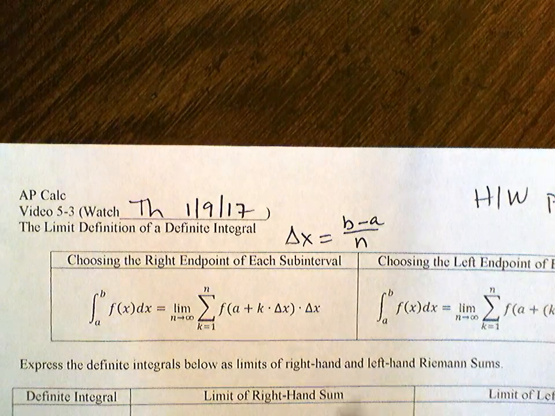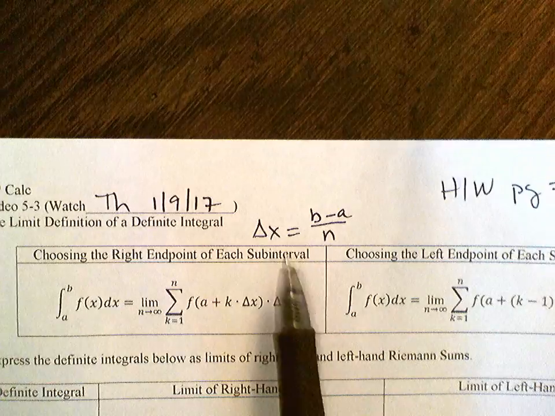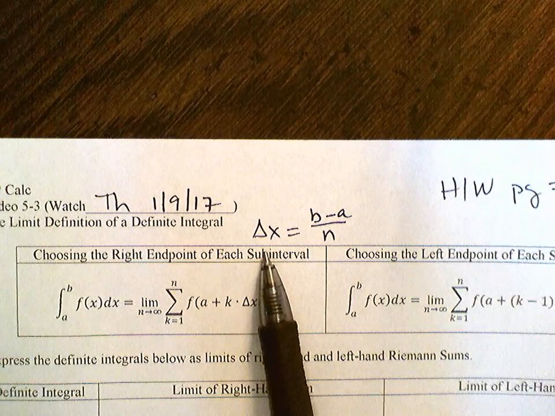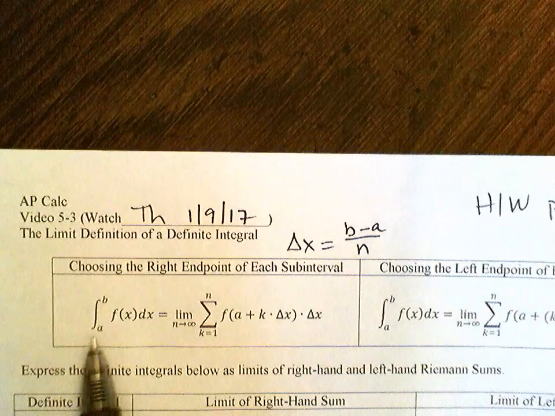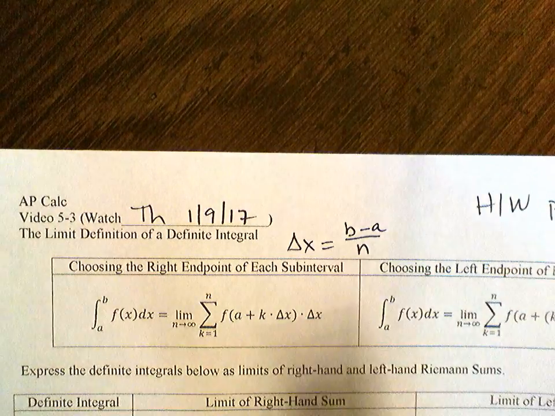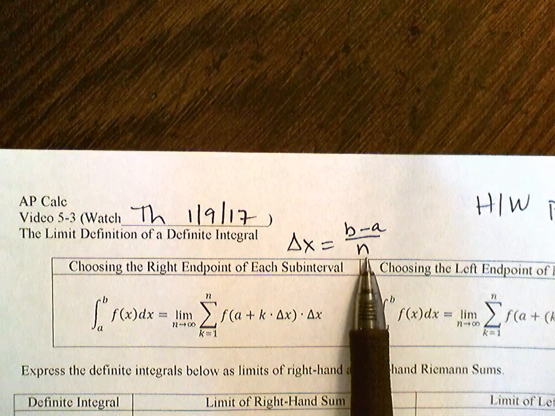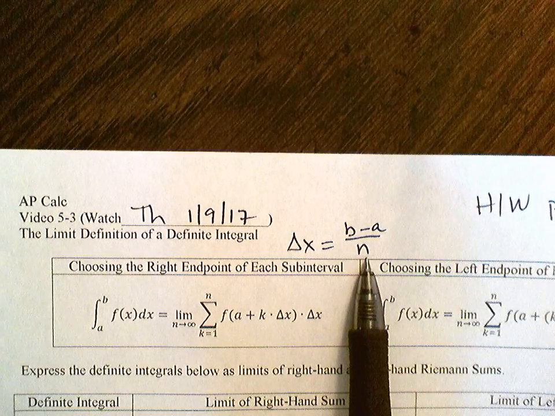Okay, so an observation to make is that delta x is always b minus a over n. b minus a is the length of the interval that you're on, and then you're dividing by n, where n is the number of rectangles that you're using.